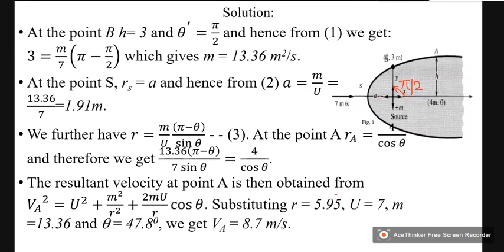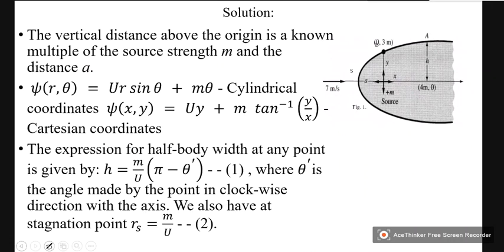(90°). That is pi by 2. Pi by 2. So let us use that equation 1. What is that equation 1? This is equation 1. H is equal to m by u into (pi minus theta dash). So if I substitute for theta dash pi by 2, this will become H is equal to m by u into pi minus pi by 2, that is pi by 2. So H is equal to m by u into pi by 2.